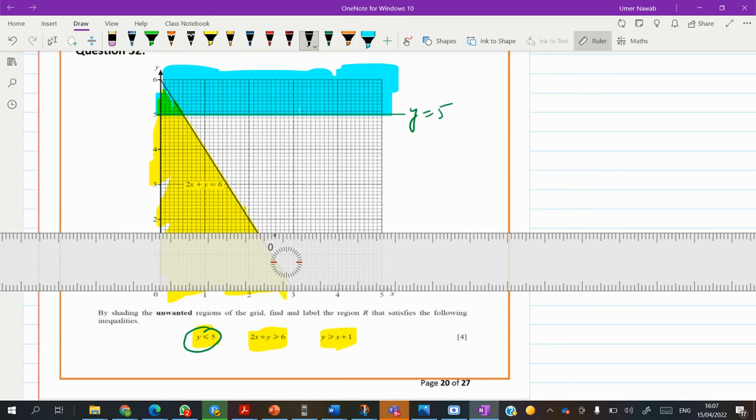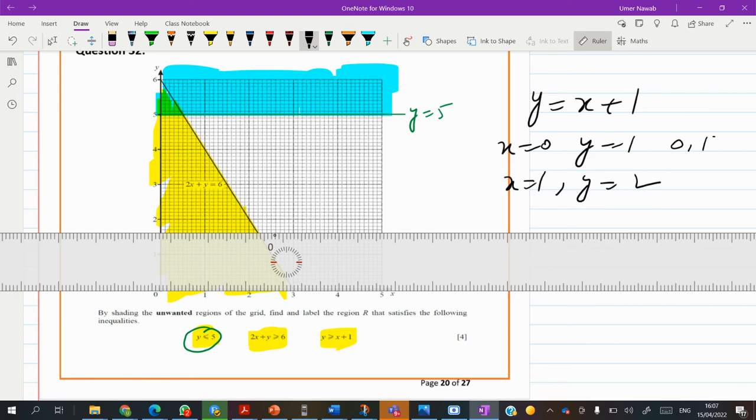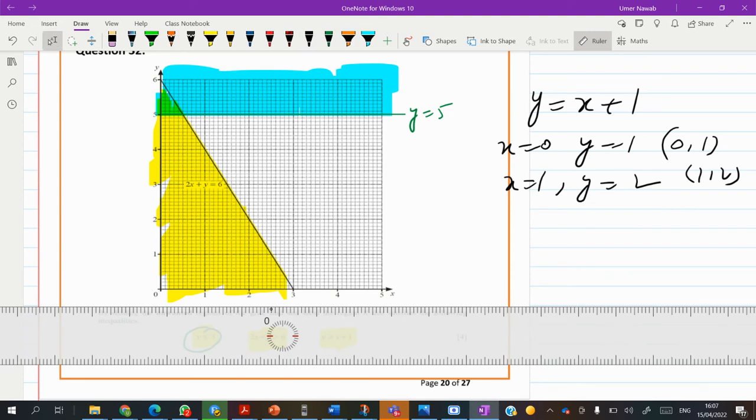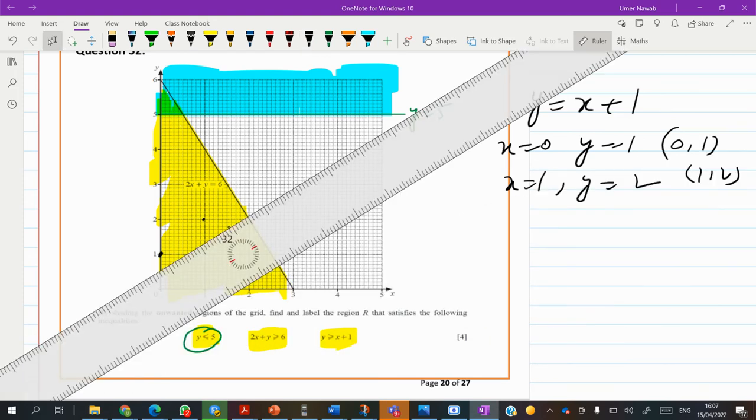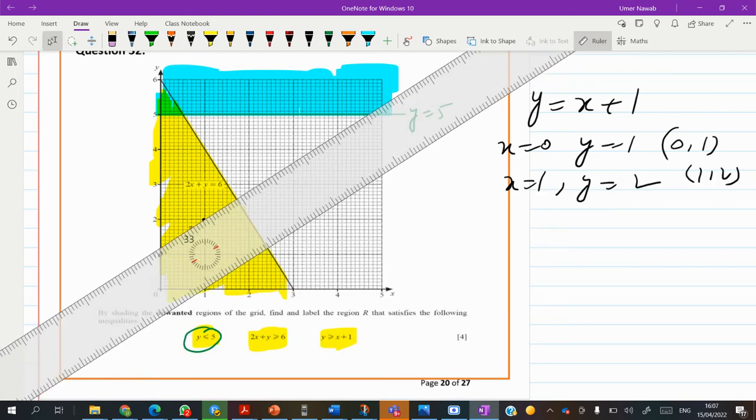this line is not drawn by him, so I will try to draw it. y is equal to x plus 1. So if x is equal to 0, y is equal to 1. If x is equal to 1, y is equal to 2. So (0, 1) and (1, 2) should be plotted. So I'm ready to plot this line.